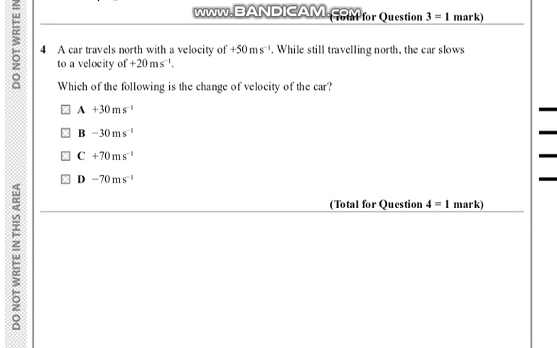Fourth question is, a car travels north with a velocity of plus 50 meters per second, that's positive. While still traveling north, the car slows to a velocity of positive 20 meters per second. Which of the following is the change of velocity of the car? Here I've set the terms in bearing, and whenever something slows down, it doesn't add up. So I'll cancel the positive terms, nothing is being added up. So our change of velocity is going from 50 to 20 meters per second, and that's a decrease of 30, not 70. So B is clearly our answer.